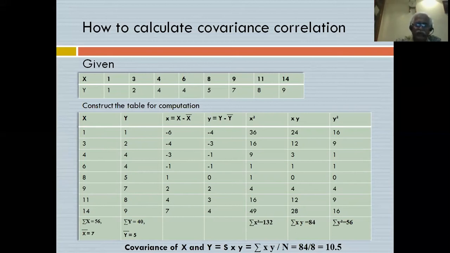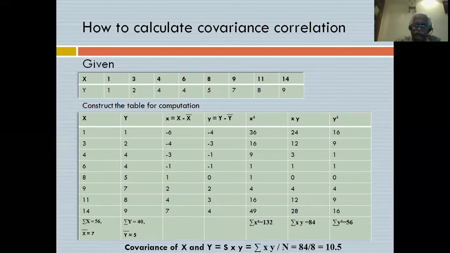So our mean is 7 for x. 1 minus 7 is minus 6, and 1 minus 5 is minus 4. Now you square it: 36, 24, and also 16. So 36 is x squared, then xy. This xy is 84 and y is 56. So the covariance of x and y is the sum of xy divided by n, that is 10.5.